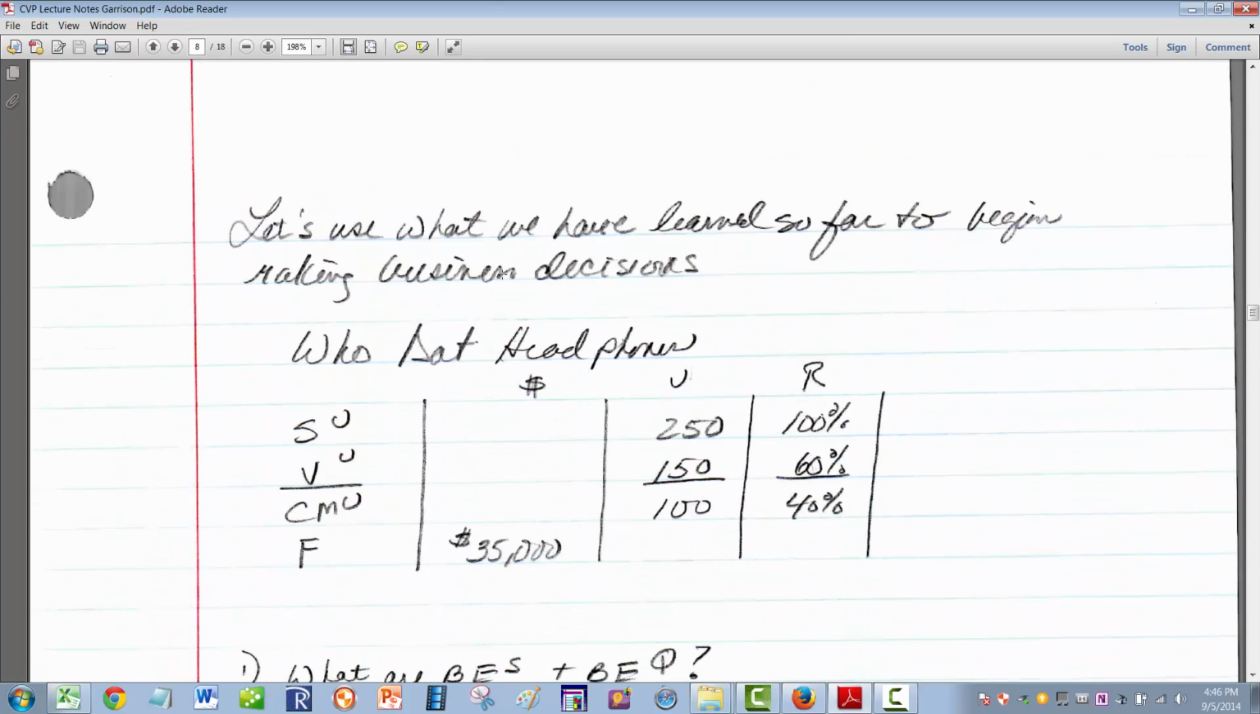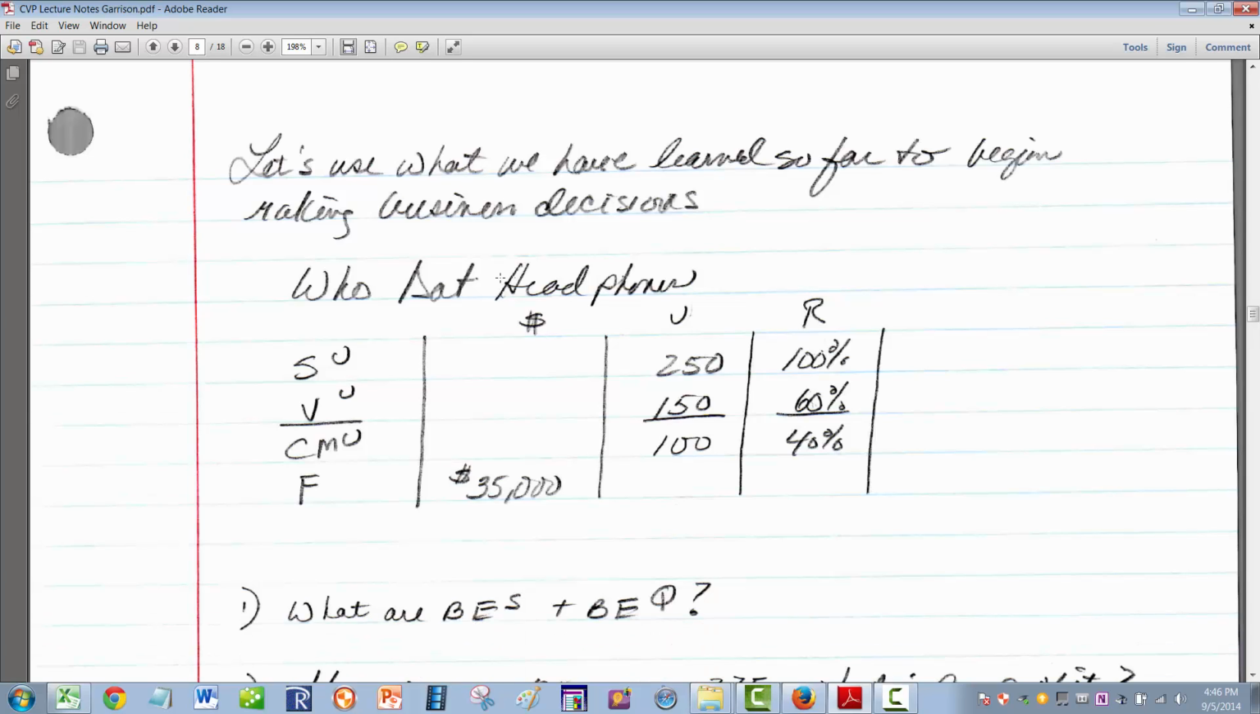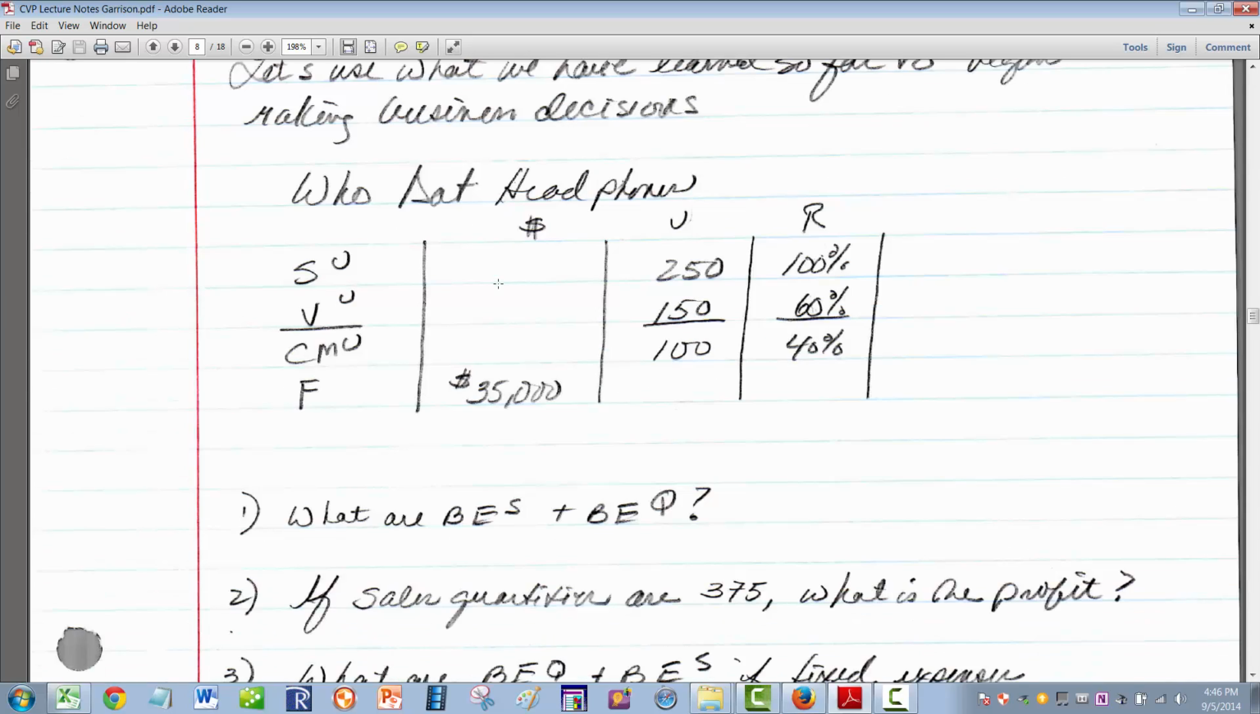So let's use what we've learned so far to begin making some business decisions. We have a little company called Who Dat Headphones. And we have our sales price per unit of $250, our variable cost per unit of $150, and our contribution margin, right, when we subtract our variable cost from our sales price, we have a contribution margin per unit of $100. And when we looked at our ratios, the variable costs are 60% and our contribution margin is 40%. And our fixed costs are $35,000.